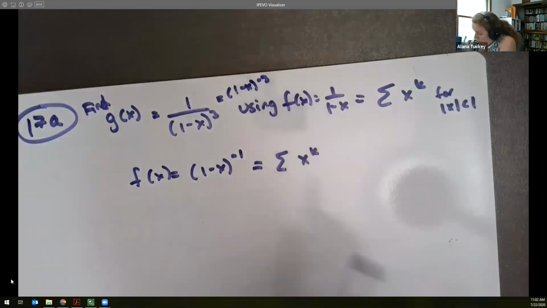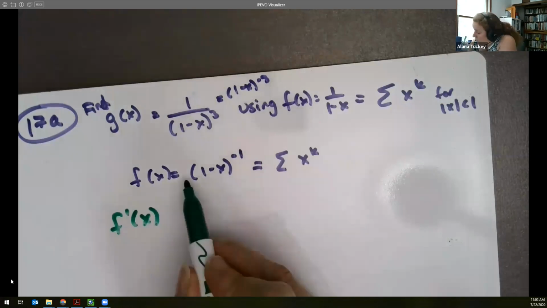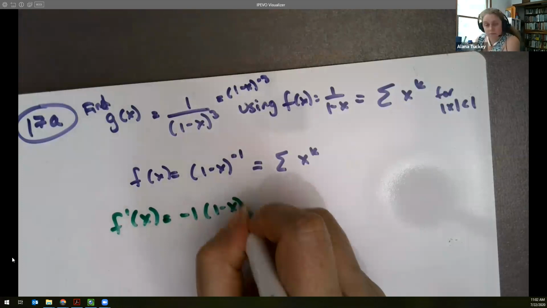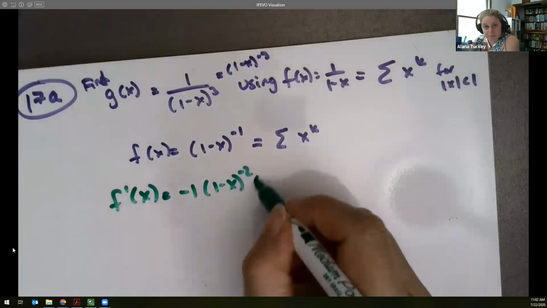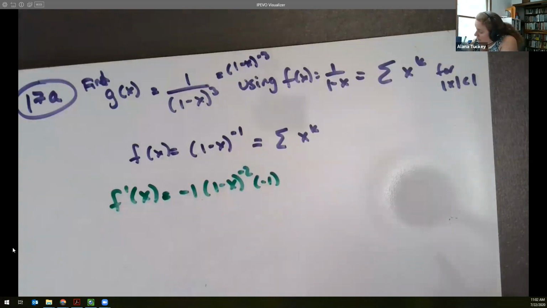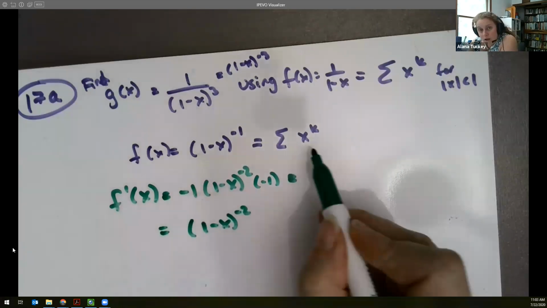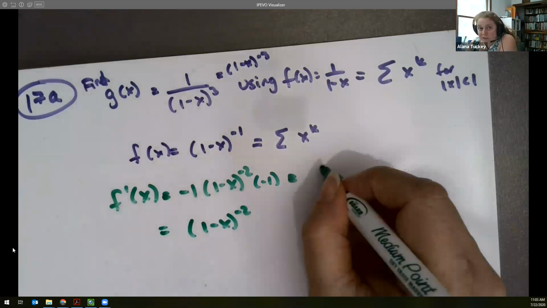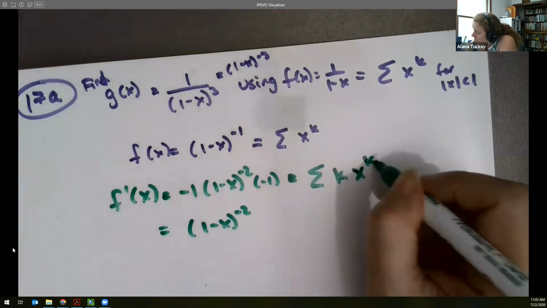If I take the derivative, let me do that. F prime of x. That would mean that I bring the negative 1 down in front. So that'd be negative 1 times 1 minus x to the negative 2. And then I'd multiply by the derivative of the inside, which is a negative 1. Right? So that would be 1 minus x to the negative 2. Now that's equal to the derivative of this guy. But this guy must be equal to, you would take the derivative of it like you would take the derivative of anything. I mean, if it's x to the k, it would become k times x to the k minus 1.